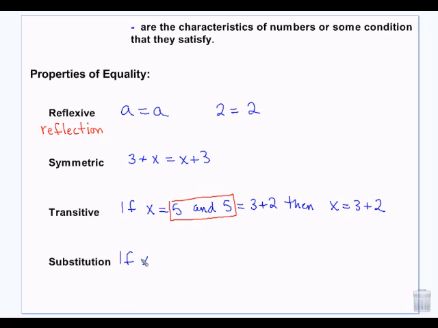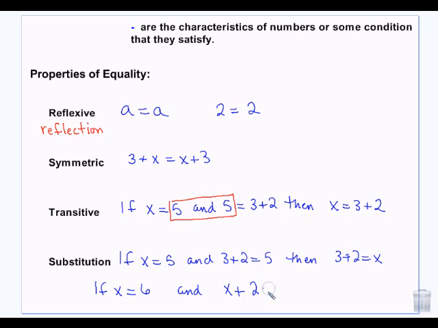Substitution, if x equals 5 and 3 plus 2 equals 5, then 3 plus 2 equals x. Almost the same thing, but it's different. Or you can say if x equals 6 and x plus 2 equals 8, then 6 plus 2 equals 8. Things like that. You can take one thing out and put another thing in.